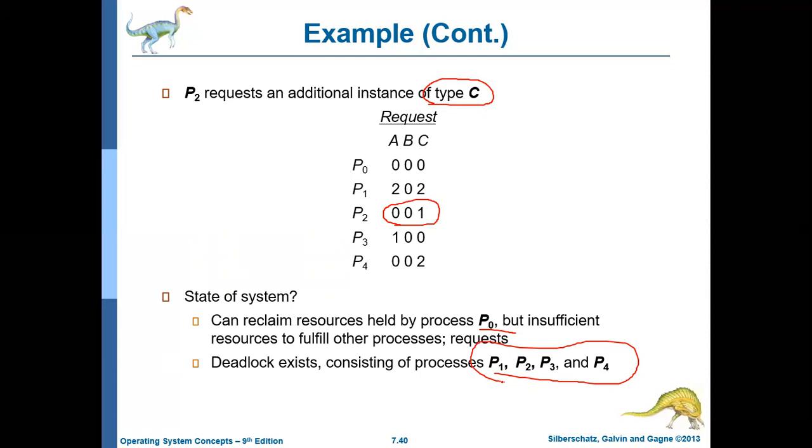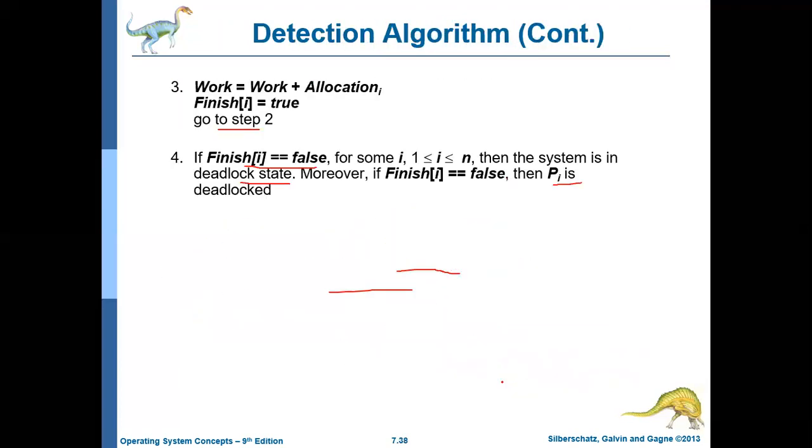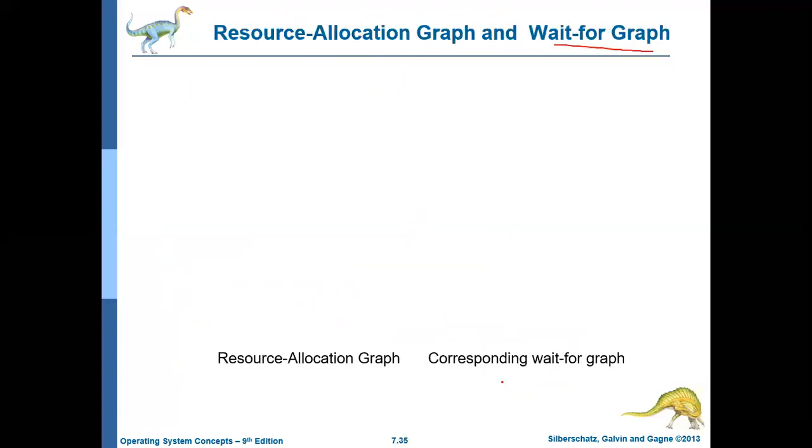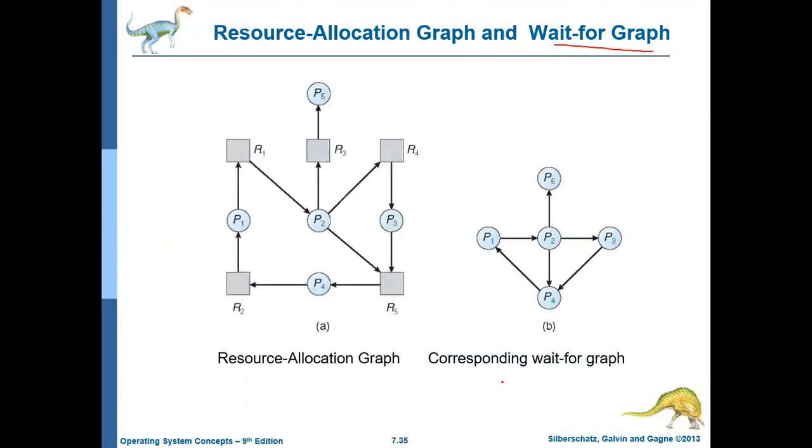There are two algorithms available. When there is only one instance of each resource type, we use the first type of algorithm, which is a graph-based algorithm called the wait-for graph. The wait-for graph contains only processes as its nodes. In the wait-for graph, if there is a cycle, then there is a deadlock. If there is no cycle, there is no deadlock. The operating system will frequently run this algorithm and check whether there is a cycle. If there is a cycle, it confirms a deadlock.